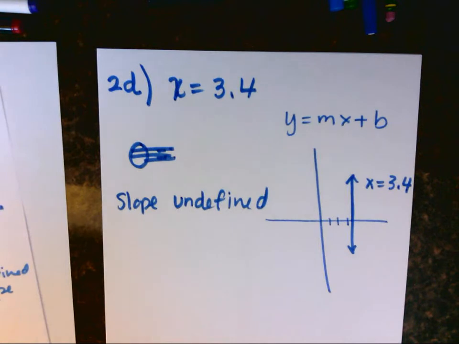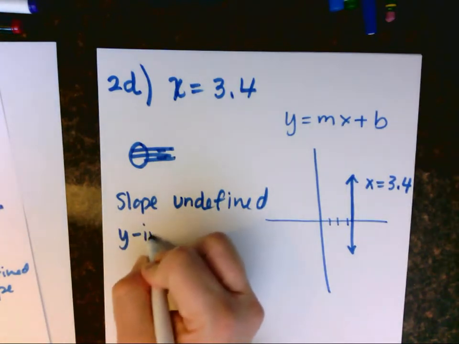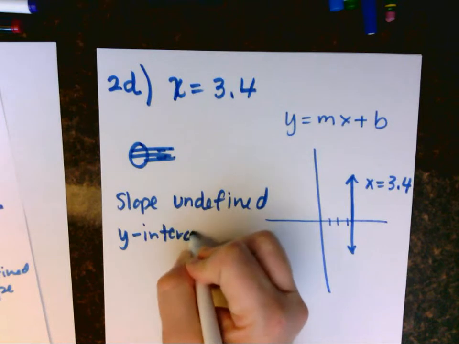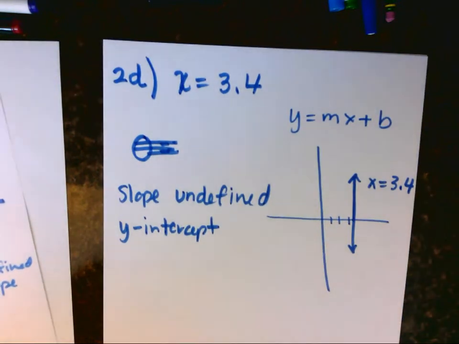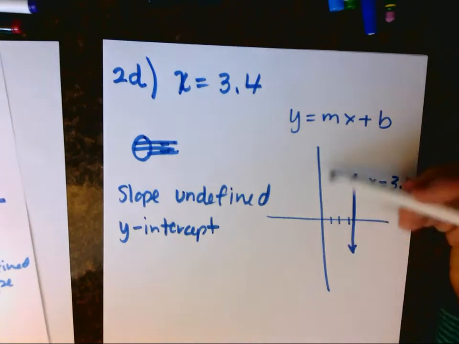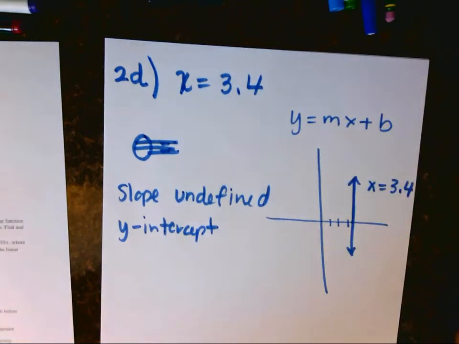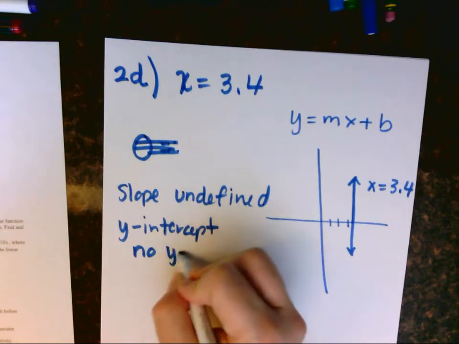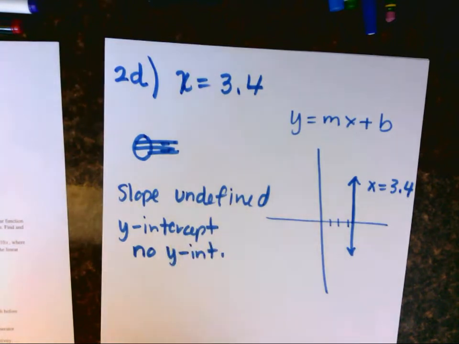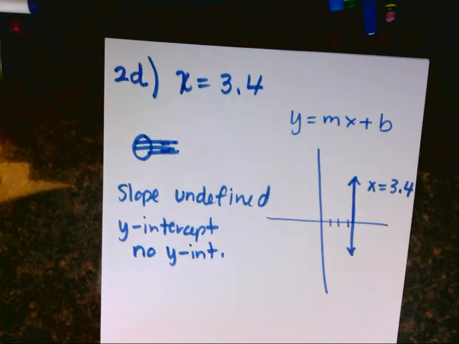and does it have a y-intercept? Does it cross the y-axis? No. So we say no y-intercept. It has an x-intercept but not a y-intercept.